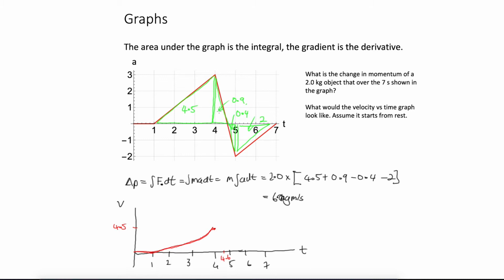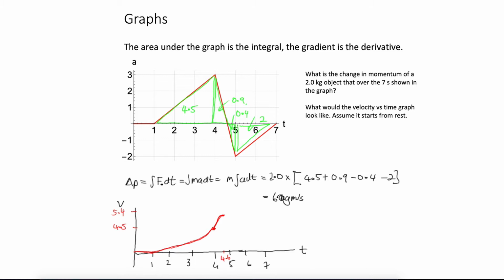So we can see that the velocity is going to increase by another 0.9. So 4.5 plus 0.9 gets us up to 5.4. So, sorry, this is really not to scale. So that's up to 5.4 there. And so this is going to be another parabola, but it's bending in the opposite direction.